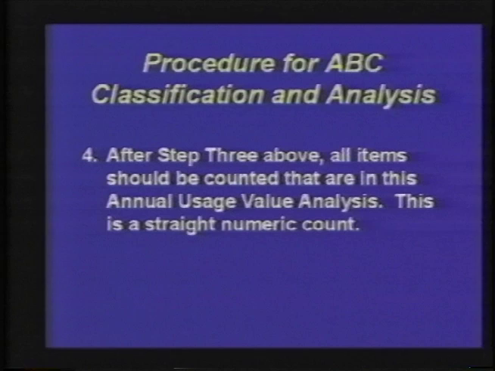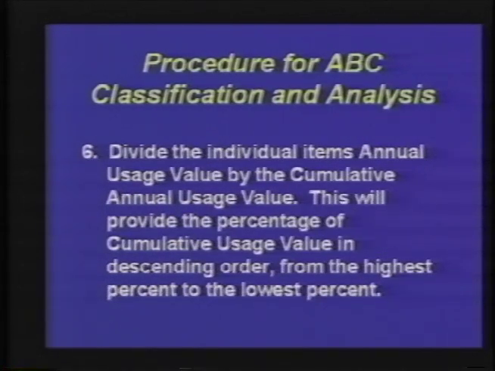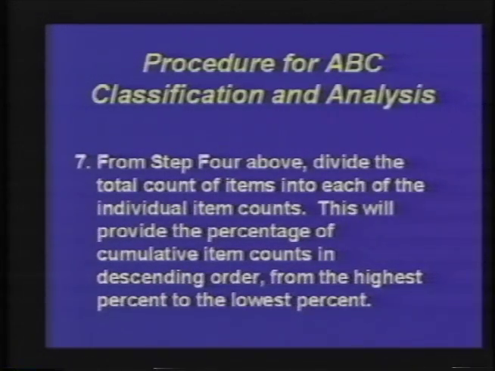And we start off with the highest one, and the lowest would be however many items you would have in your inventory. And then you're going to accumulate the annual usage value, and once you've developed that, there are 2 divisions that take place. First of all, the total number of items into each one of the above in that column, and the total cumulative annual usage into each one of the above in that particular column. Now I have my percentages by part number. I also have the percentages in terms of cumulative annual usage value.